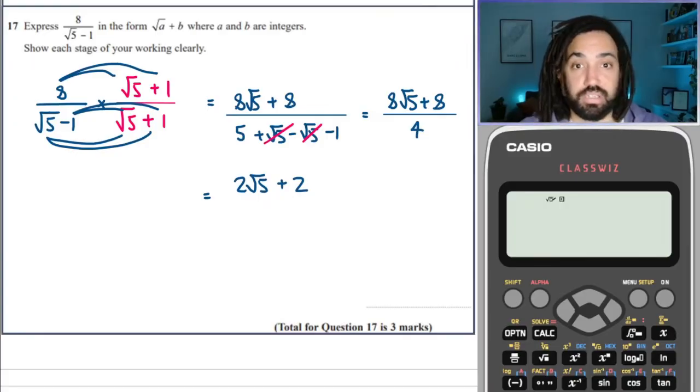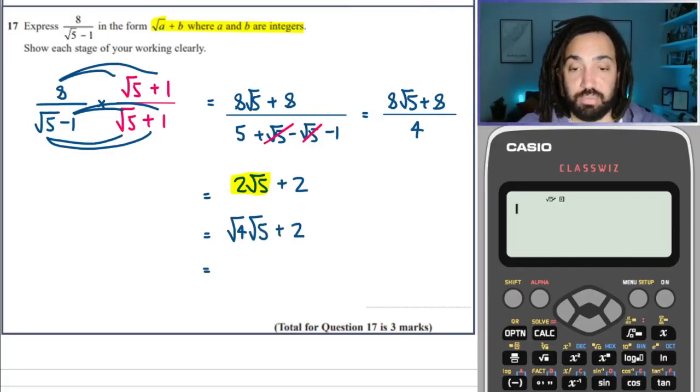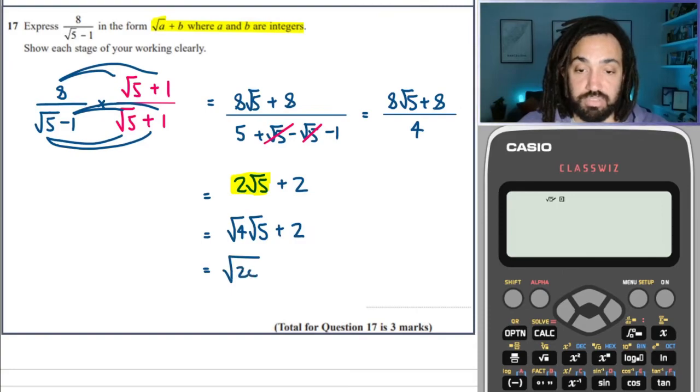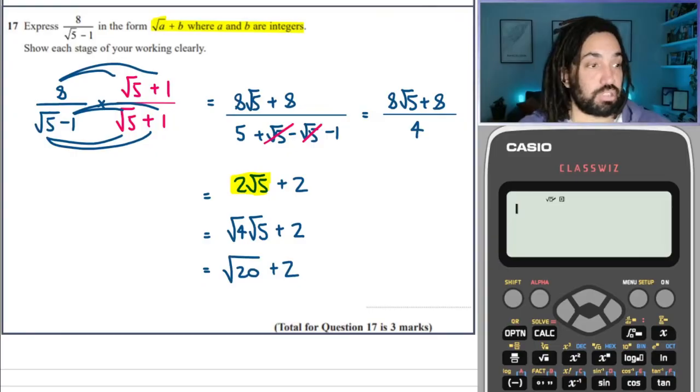We're not quite good though, because again we've got to be really careful with what they've actually asked us for. And it just says root A. So at the moment that is in its simplest form. They don't want it in its simplest form. They want it as just a single surd, if you will. So 2 is the same as root 4. So we can write it like this, and then 2 surds multiplied together like that, we can just combine them, and 4 times 5 is 20. So this is our final answer.